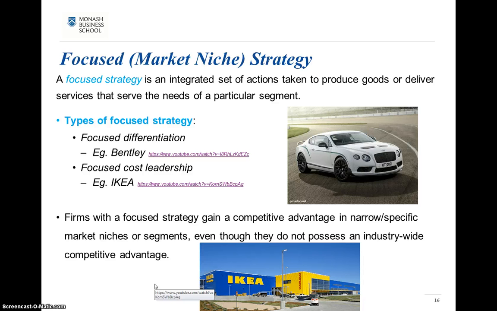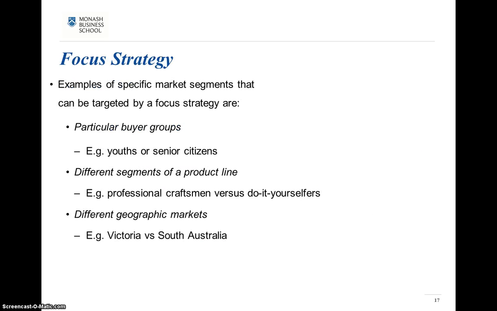offering there. So as you can see, firms with a focus strategy will gain a competitive advantage in narrow or specific market niches or segments, even though they don't necessarily possess an industry-wide competitive advantage. Certainly, if Bentley was trying to target the same sort of people that BMW was, they may not do as well, but they certainly have the capabilities that enable them to do very well when targeting the high-end buyers.